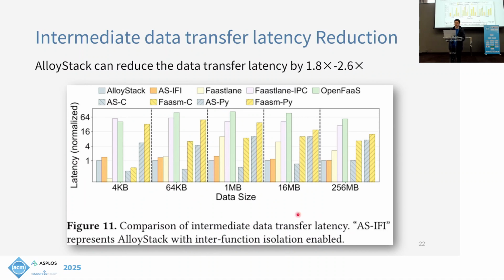We then evaluate the intermediate data transfer. FastLane transmits data through reference passing by default, but it switches to IPC mode when multiple functions need to run in parallel. Therefore, in this experiment, we also evaluate the data transfer latency under IPC mode. For OpenFaaS, we use Redis to transfer data. It shows that AlloyStack can reduce the data transfer latency by 1.8 to 2.6 times.